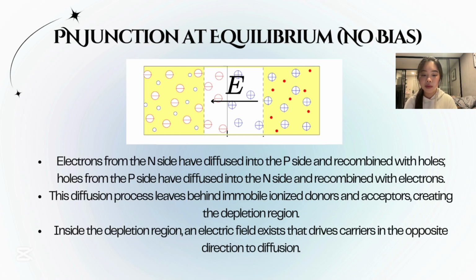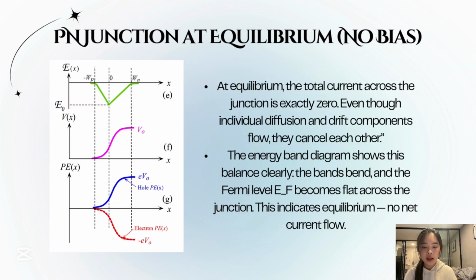As a result, drift current balances diffusion current. At equilibrium, the total current across the junction is exactly zero. Even though individual diffusion and drift components flow, they cancel each other. The energy band diagram shows this balance clearly. The bands bend and the Fermi energy level becomes flat across the junction. This indicates equilibrium, no net current flow.